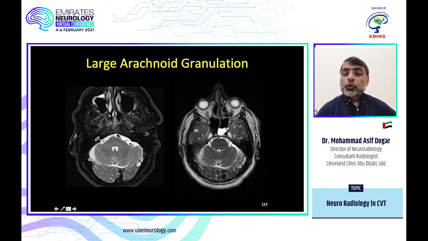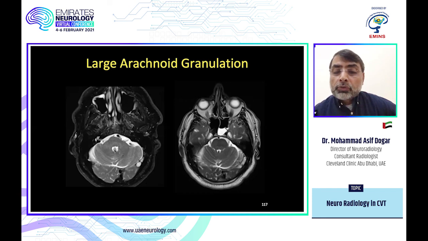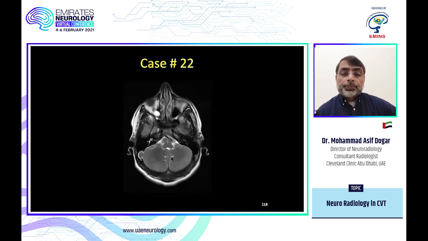So make sure if you don't see a sinus or you see a filling defect in the sinus, take a look at your coronal T2. If it is very hyperintense, look at your T1, look at the rest of your images. It can be a large granulation, which can mimic a venous sinus thrombosis.